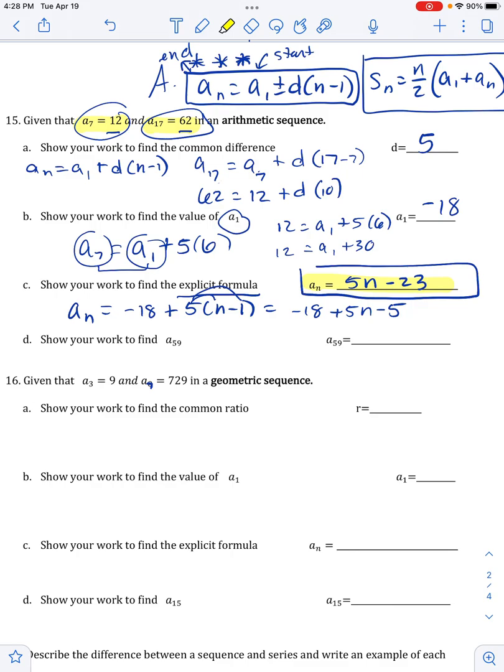So to show my work to find the 59th term, I can now just plug in 59. So 5 times 59 minus 23. I am currently going on my calculator. And I am getting 272. Okay, then we're going to repeat that entire process except for geometric.